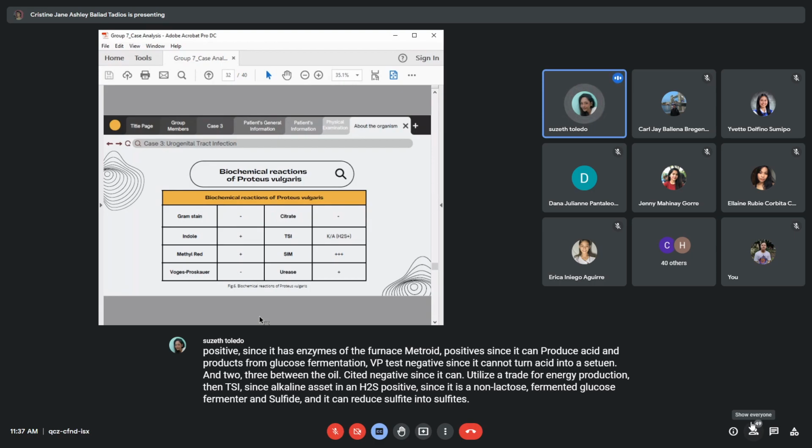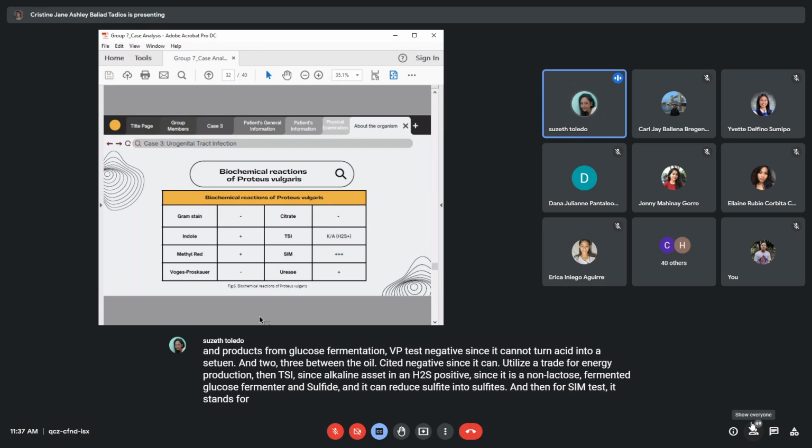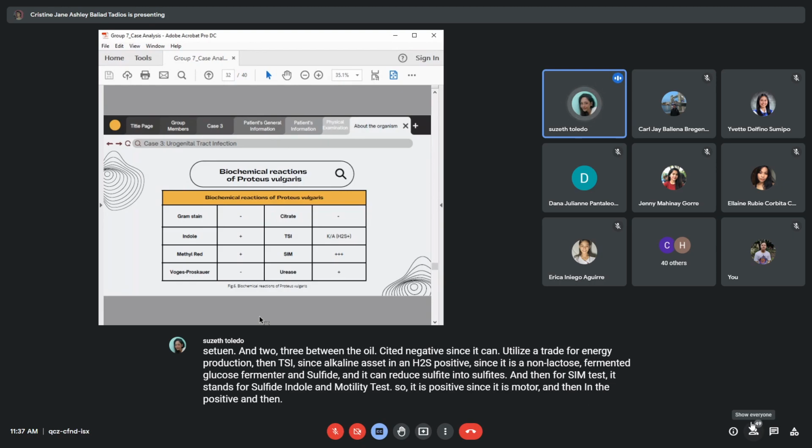For the SIM test, it stands for sulfide, indole, and motility test. It tests positive since it is motile, indole positive, and it can reduce sulfite into sulfide. And for the urease test, it is also positive since it has the enzyme to utilize urea into ammonia.